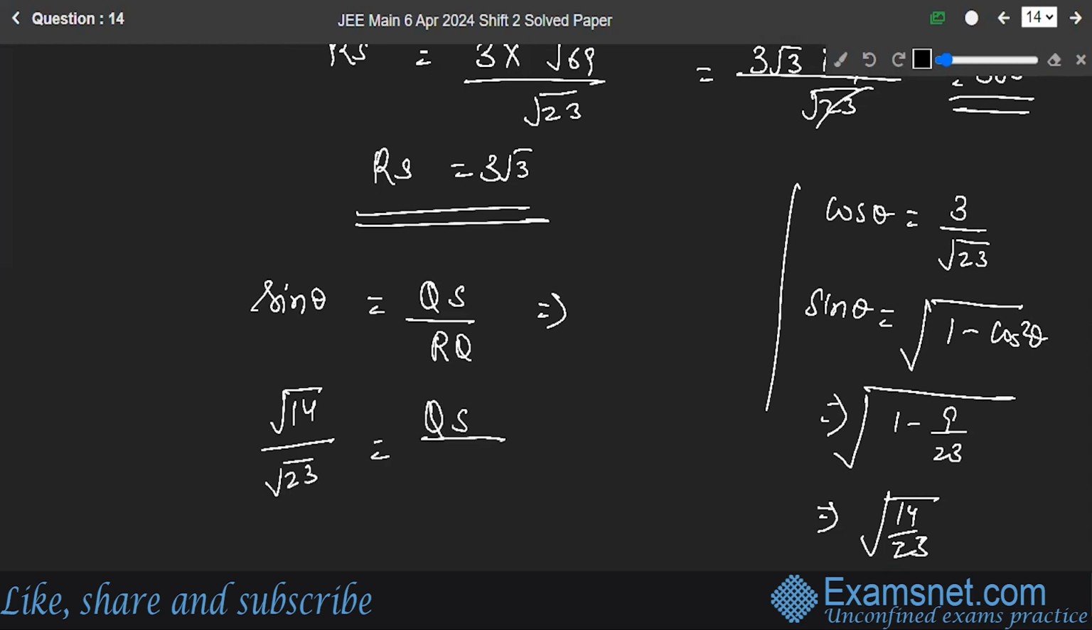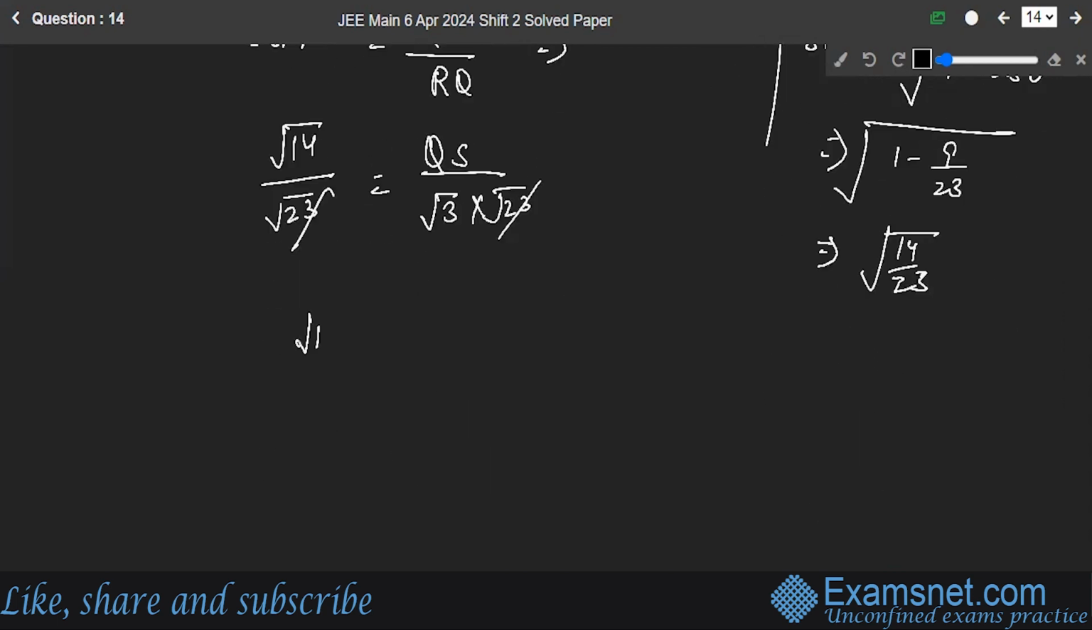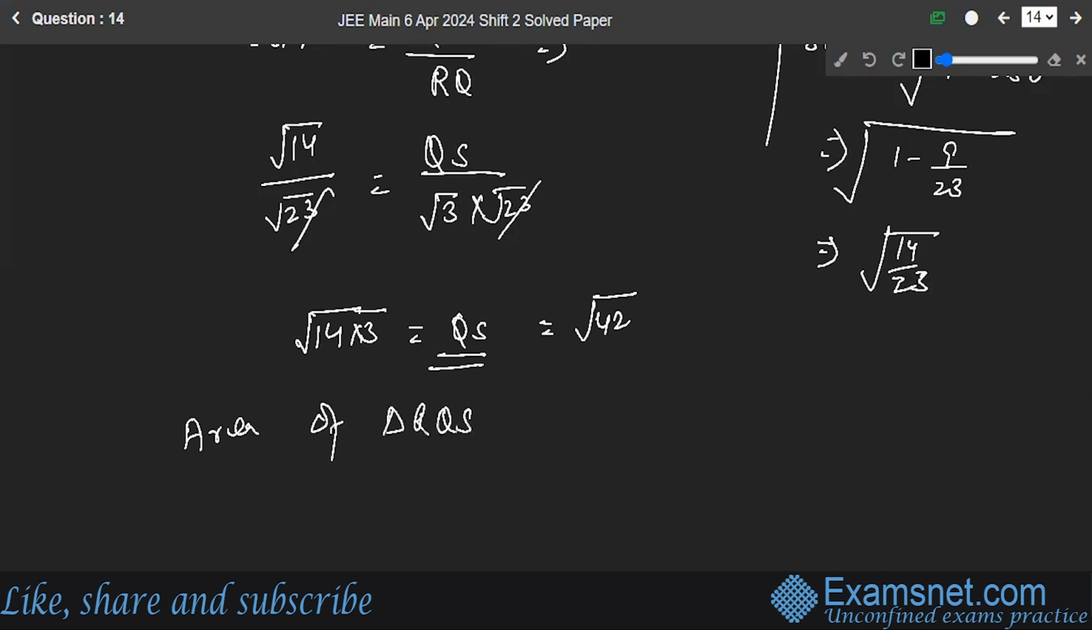This is equal to QS upon root of 69, which is root of 3 into root of 23. They will cancel. And you have 14 into 3. That is QS equal to root of 42. Now, area of triangle RQS is half into base into height, that is half into QS, root of 42, into RS. And what was your RS we calculated? This.